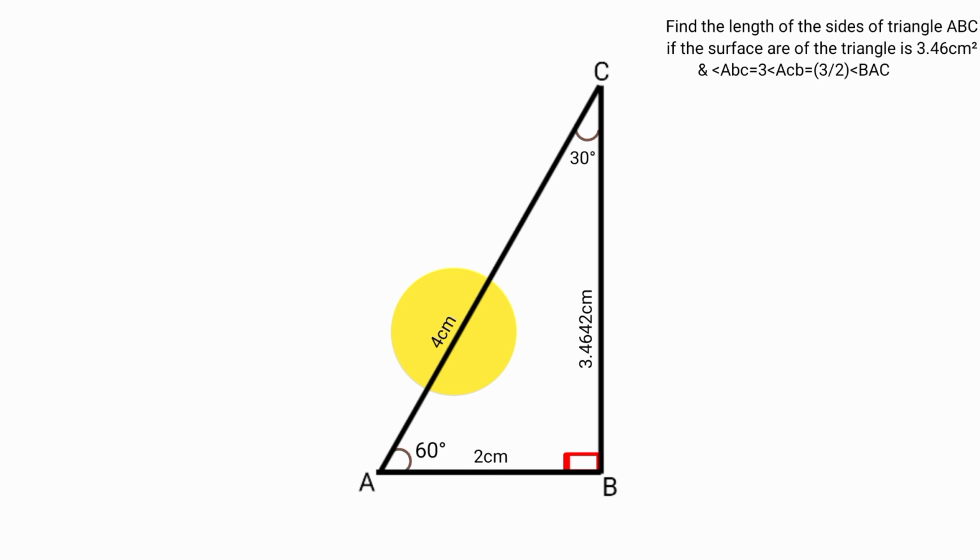Now we have the lengths of the sides of the triangle to be 4 centimeters, 2 centimeters, and 3.464 centimeters.